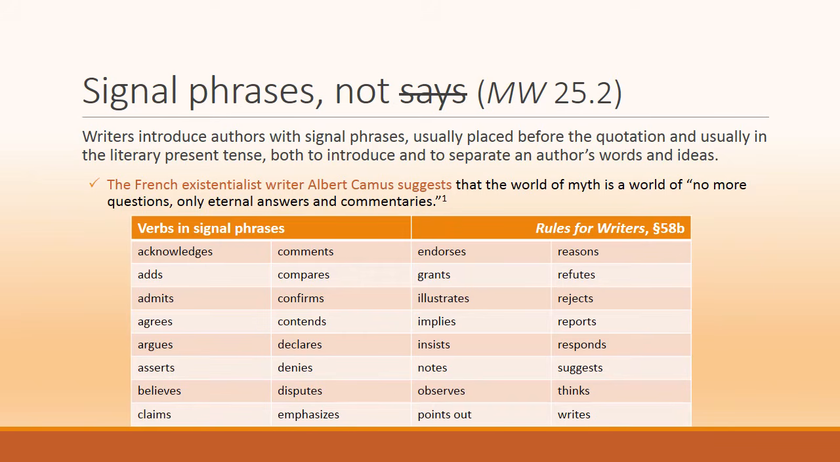And at the bottom of the screen you will see verbs and signal phrases. And again, it's best to use these verbs and avoid the word says or said, and write in the literary present tense when referring to literature or text or what happens in those texts.